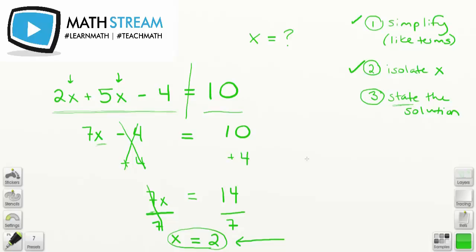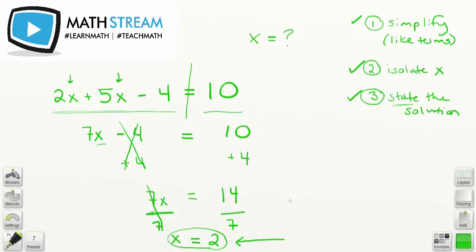What are you stating as the solution? So we've circled that and we did it. That is our example. Okay, just reviewing before I erase it, we started with an equation, 2x plus 5x minus 4 equals 10. The first thing we did was simplify.